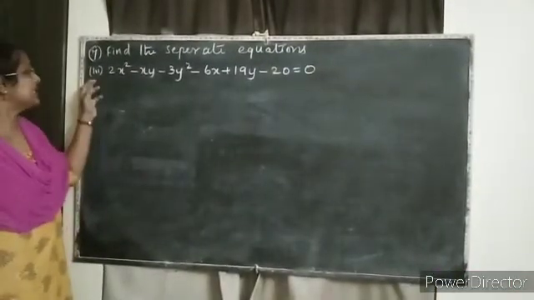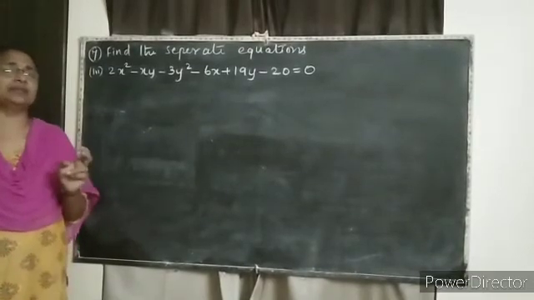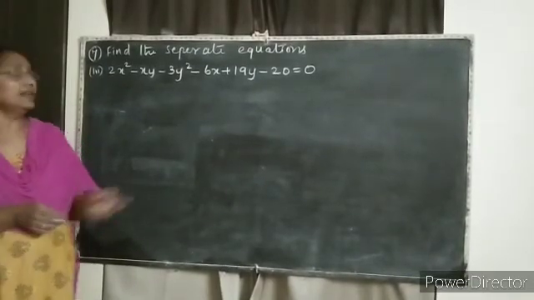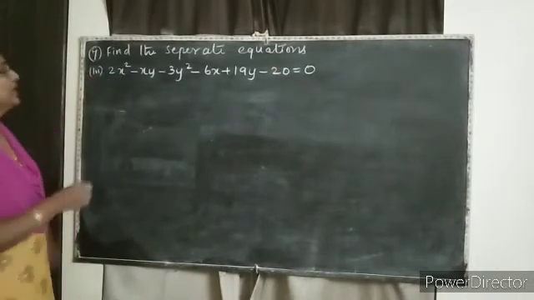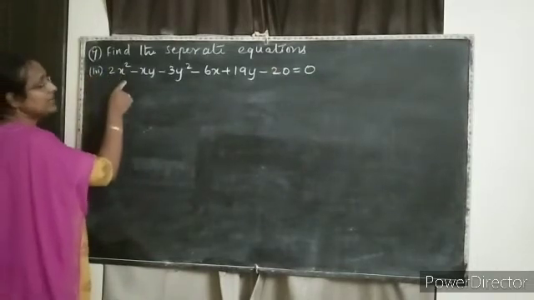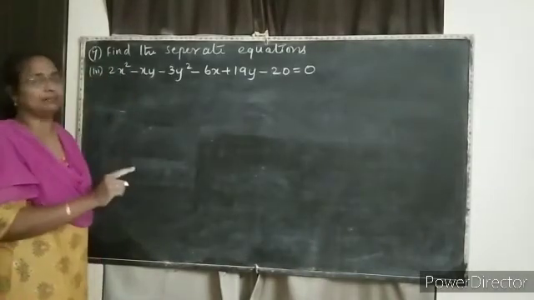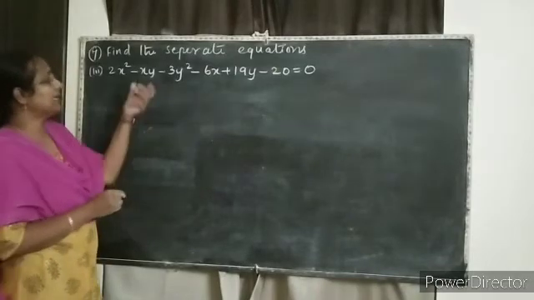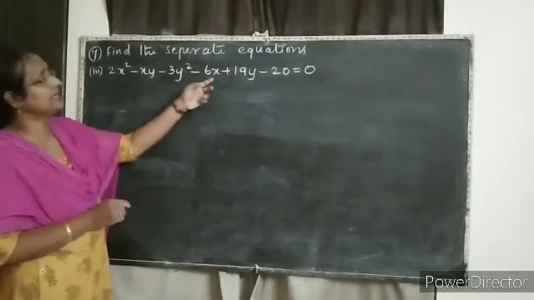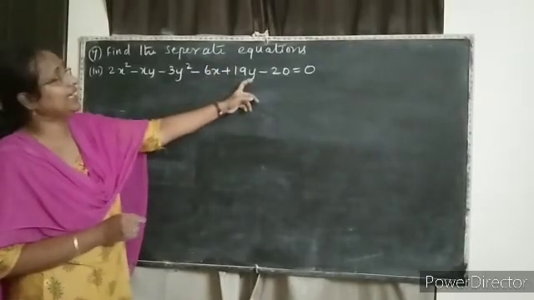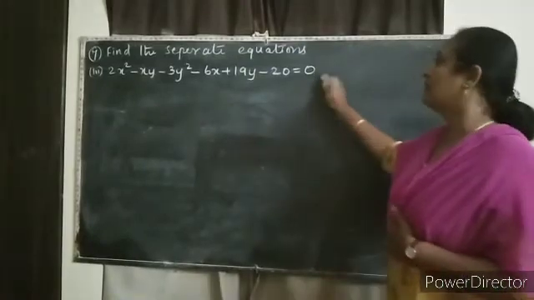Okay students, let's discuss the third subdivision. As I told you already, the first and the second subdivisions go with the same pattern and the third one is slightly different from the first two. Okay, so now look into this equation. Here also, we are going to find the separate equation from the combined equation, but this combined equation is of the form 2x squared minus xy minus 3y squared minus 6x plus 19y minus 20 equal to 0. Do you remember? This is of the pattern.